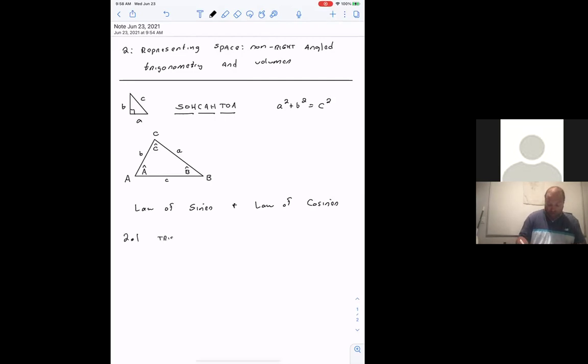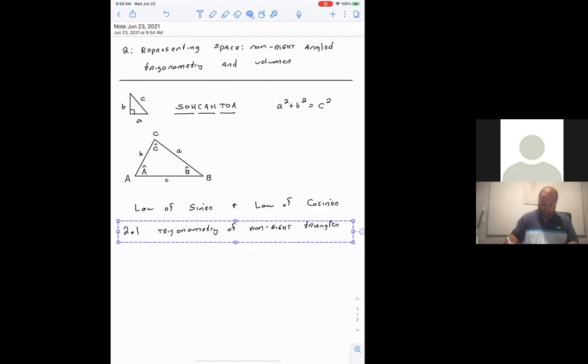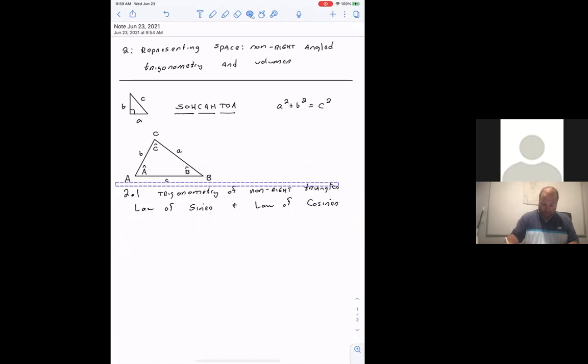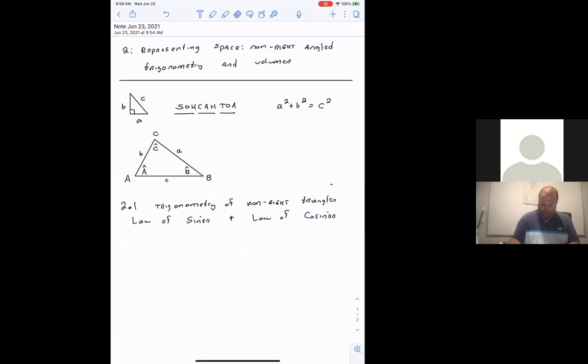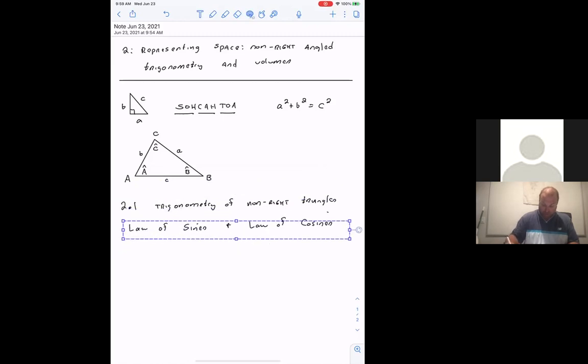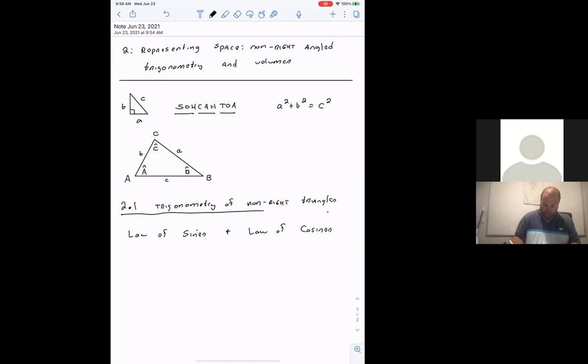The trigonometry of non-right triangles. I'm actually going to move this up here and then move that a little lower. So section 2.1, trigonometry, excuse me, of non-right angle triangles, in particular, the law of sines and the law of cosines. So let's start with the law of sines. What is the law of sines?